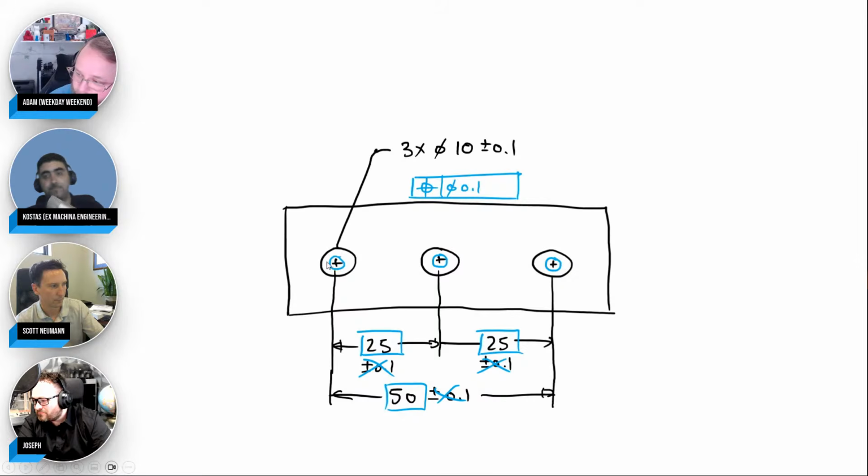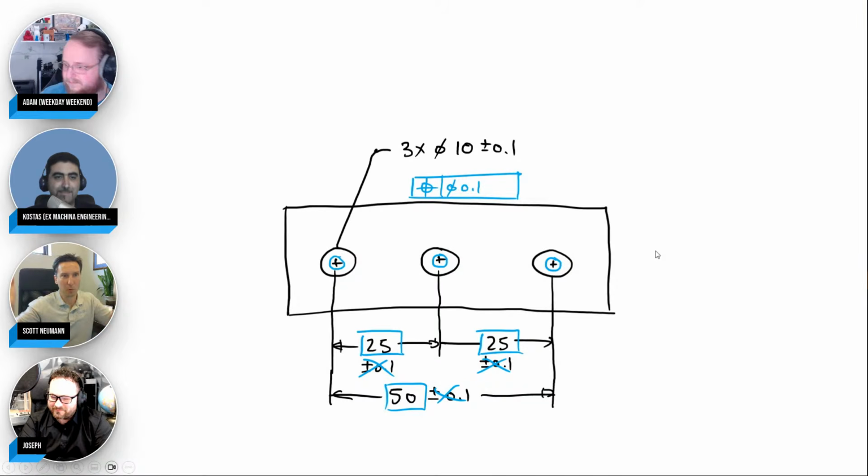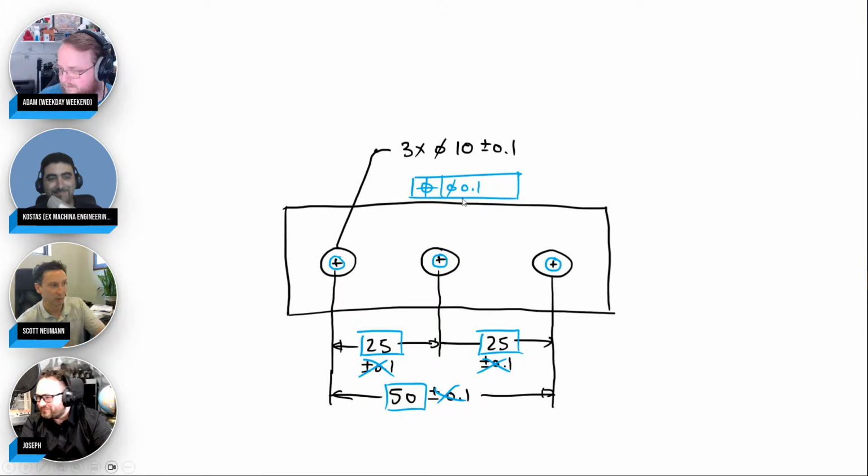0.05. 0.05? This one can shift to the right, 0.05, plus 0.1, minus 0.1. Between these 2 holes, plus 0.1, minus 0.1. Between first and third, plus 0.1, minus 0.1. You had 100 more holes, and it's still plus minus 0.1 between 2 holes. It's amazing. You don't tolerance the dimensions. That's what gets you in trouble. You tolerance the features and say these 3 features have to be located within 0.1.